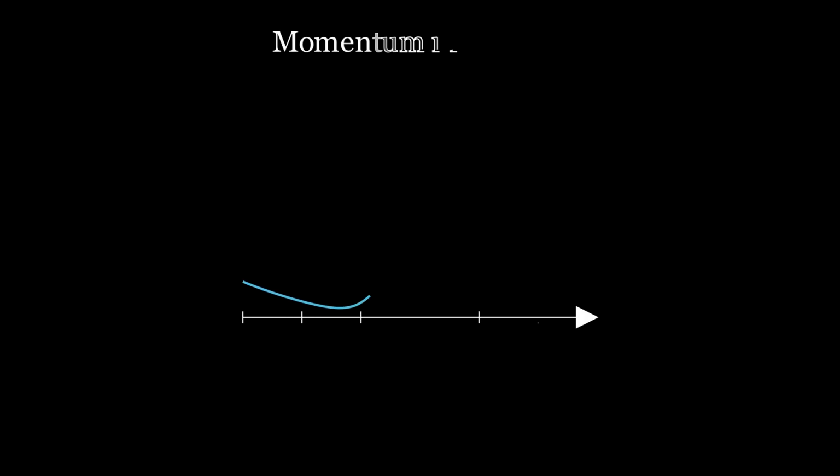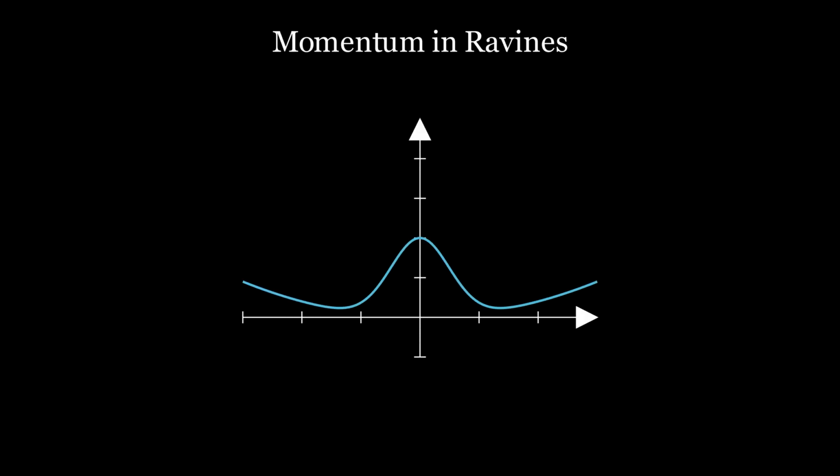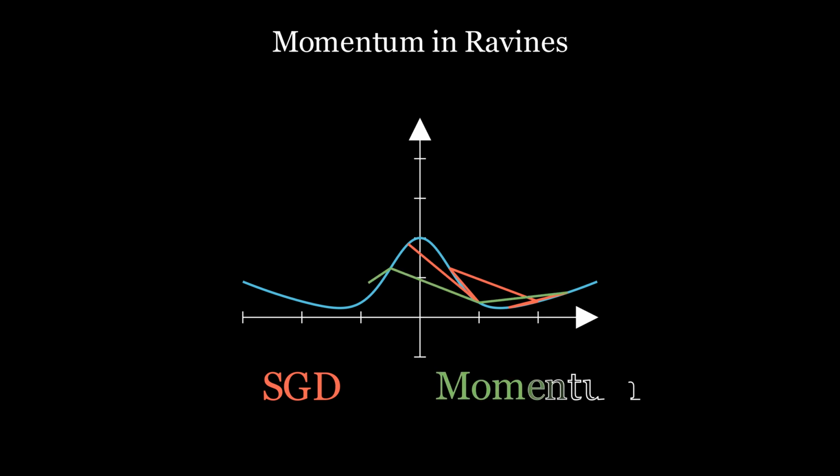Let's compare standard SGD with momentum on a loss surface with ravines. Standard SGD oscillates in the steep ravine, making slow progress along the shallow dimension. Momentum builds up velocity along the shallow dimension while cancelling oscillations in the steep dimension. This acceleration along consistent directions and dampening of oscillations makes momentum much faster in practice.